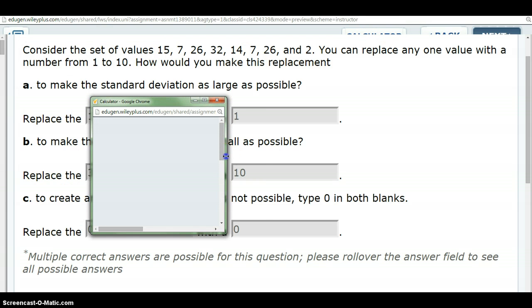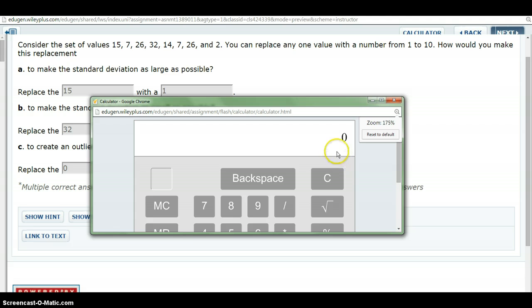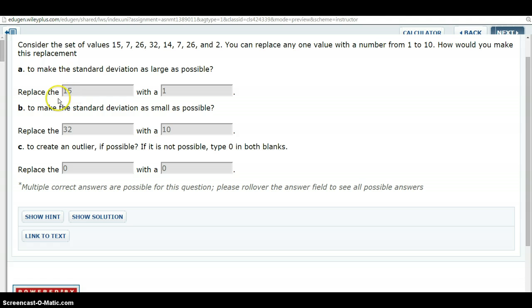We know that there are 8 points, or eight values, and wow, supersized calculator here. Let's see, there we go. I'm just going to take 15 plus 7 plus 26 plus 32 plus 14 plus 7 plus 26 plus 2, press enter, divide by 8 to get the mean. So 16 is my mean, and that'll just give me a reference here.